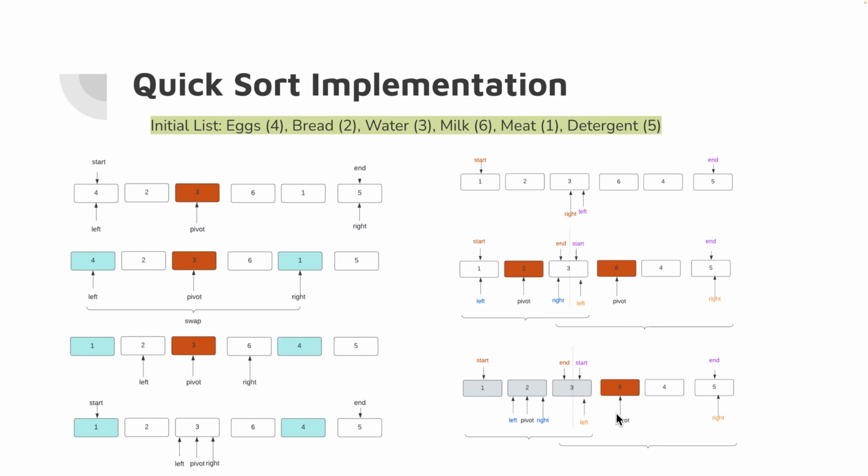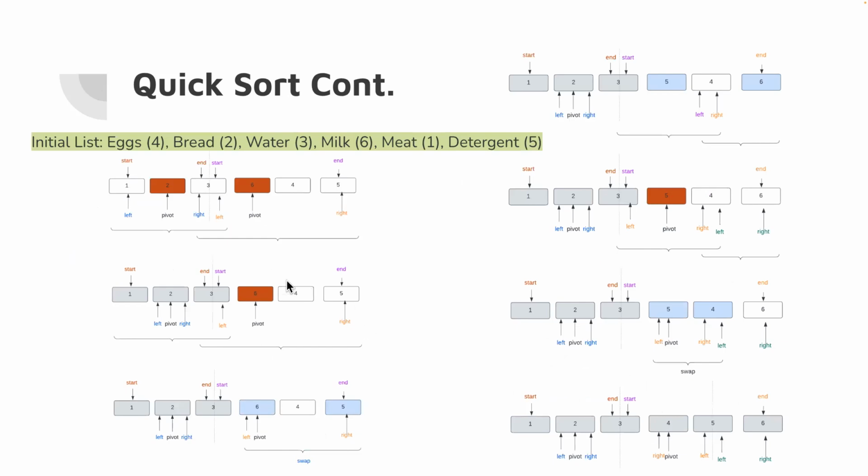So another group is 3, 6, 4, 5. So the pivot is also the middle item, that is 6. So we can see that the 6 should be on the right because there is 5 which is less than the pivot, so we have to swap them. After the swapping, we got here.